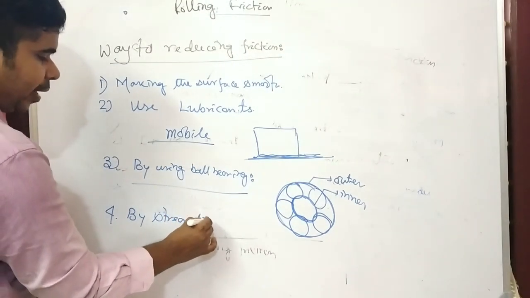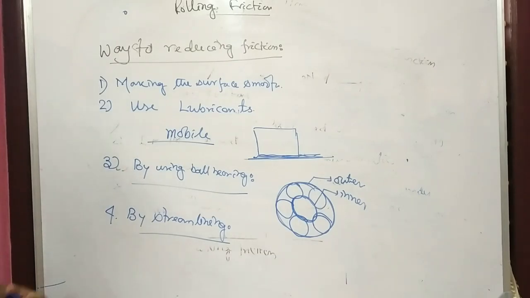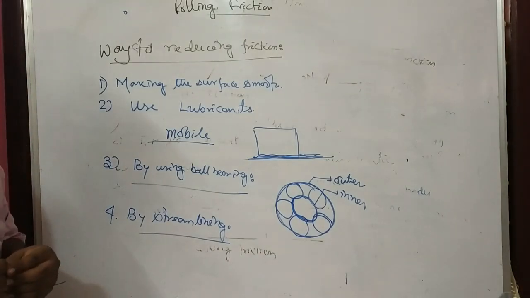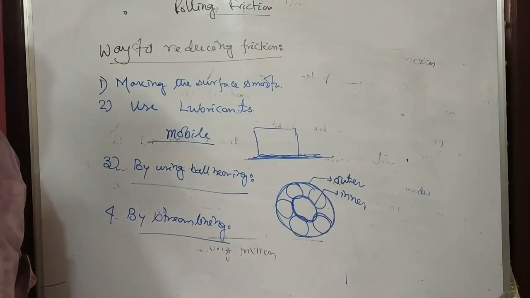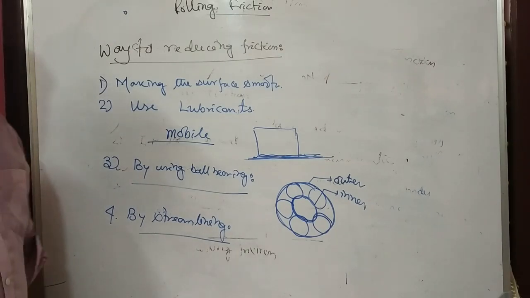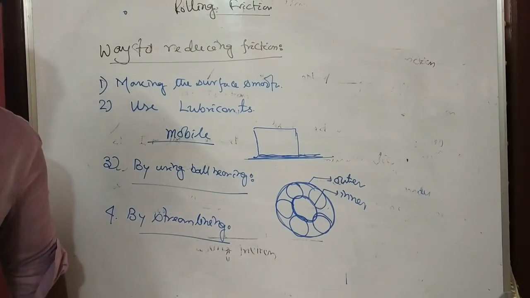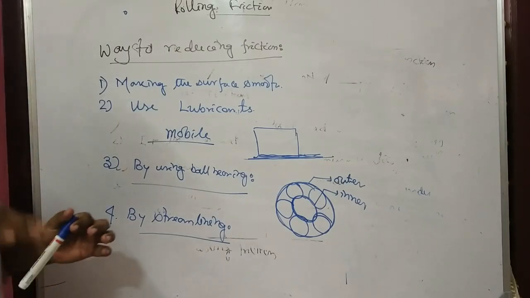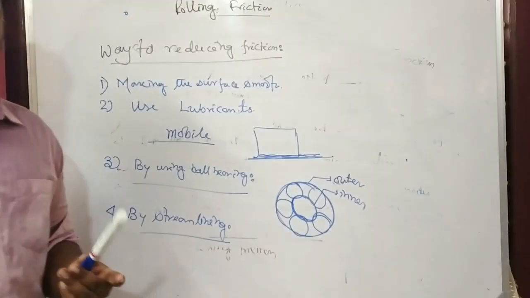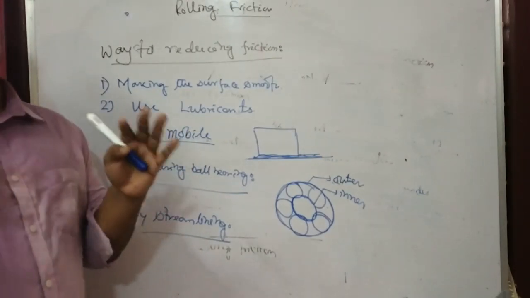What is streamlining? Streamlining is a special kind of shape that we give to a body so that it can reduce the friction. Mainly it happens when a body moves inside a liquid or a gas. Whenever a body moves inside a gas, a resistive force is felt. Gas here means air.